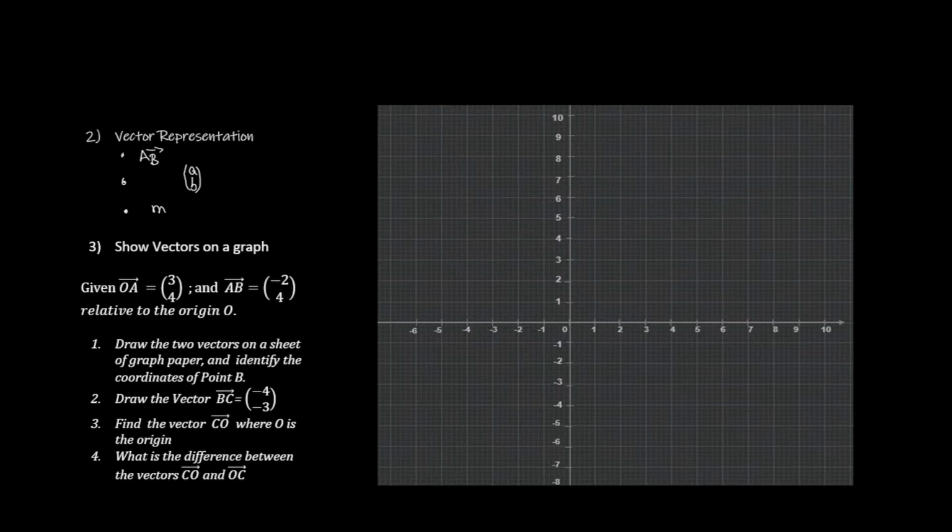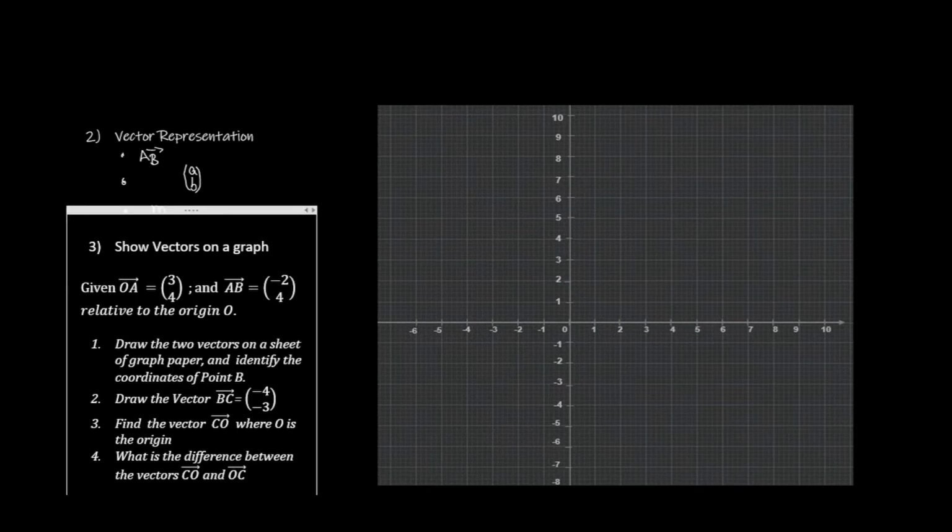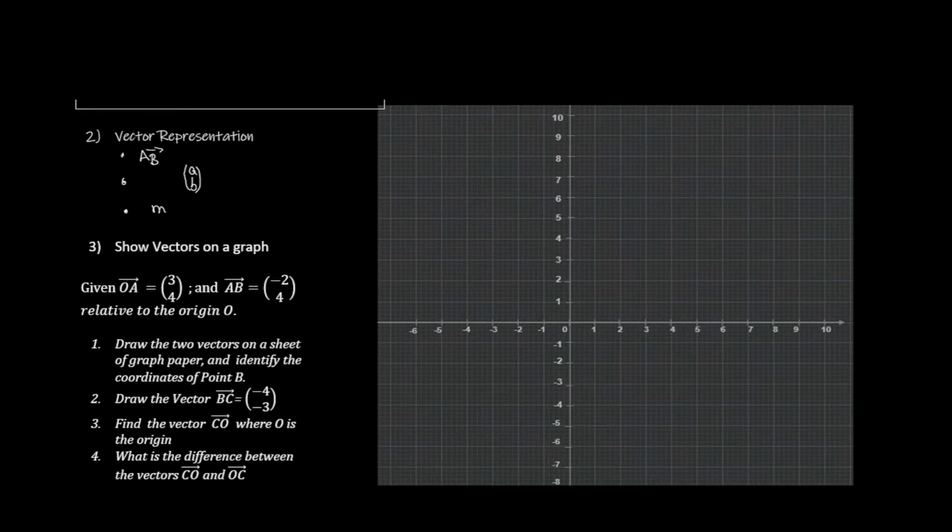So let us look at the first example here. I have example number 3, and I'm just going to be drawing some lines on a graph to show you what a vector would look like. So in the first case, I have OA. O here is referring to the origin, so let me put an O here, at coordinates 0, 0.